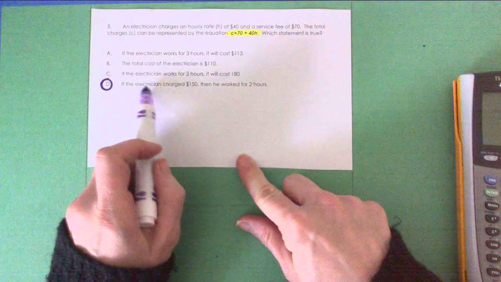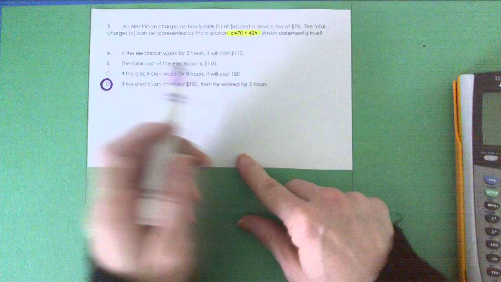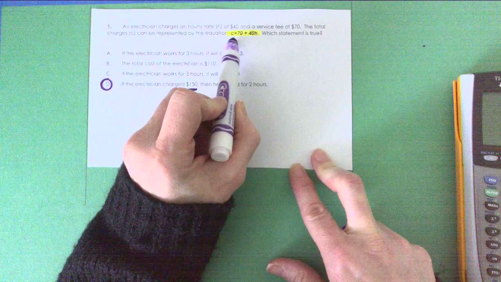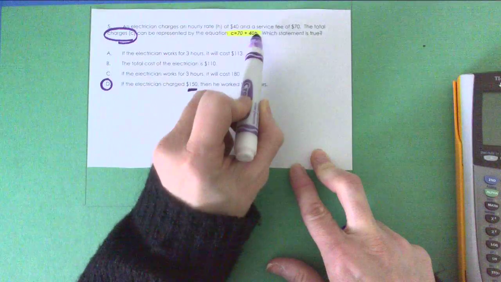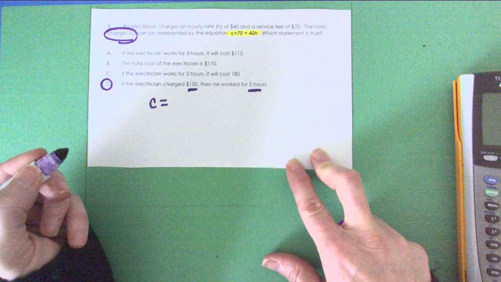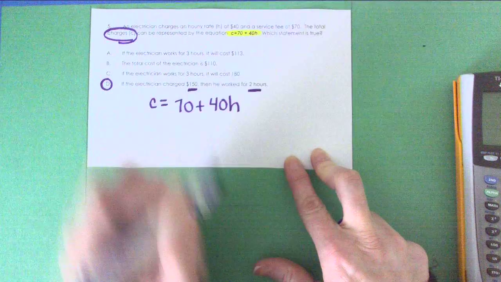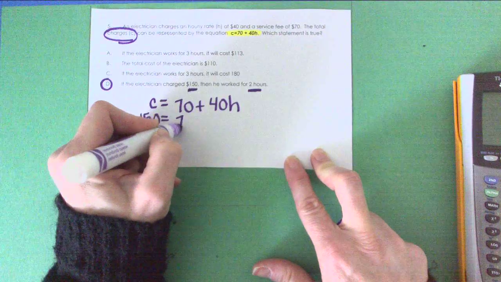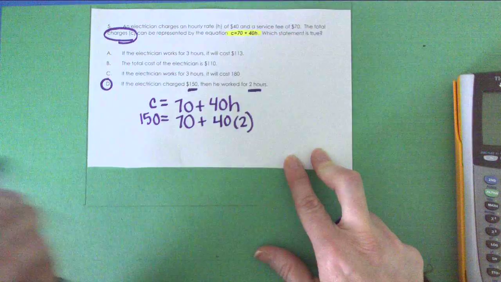It says if the electrician charged $150, then he worked for 2 hours. So all I did was I took $150 and I put it in for C, because that's what he charges, and I put 2 in for H. So if what he charges equals 70 plus 40H, then 150, the charges, should equal 70 plus 40 times 2 hours of work. So think about it.